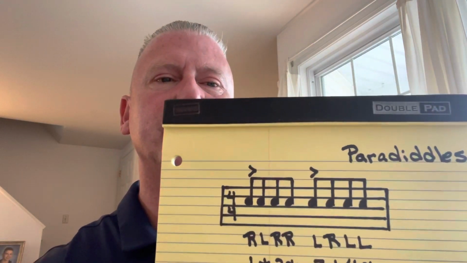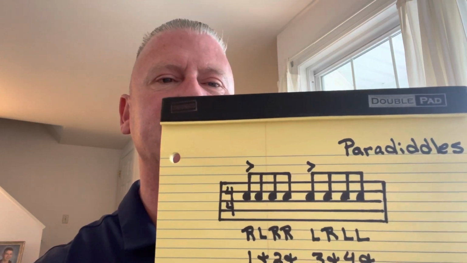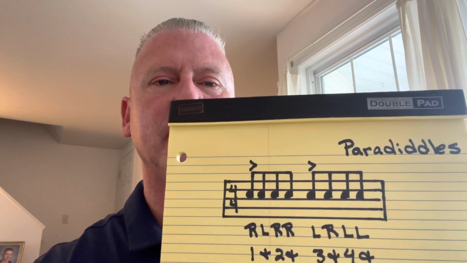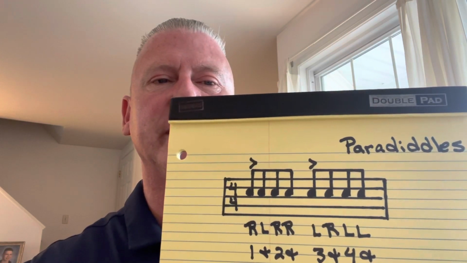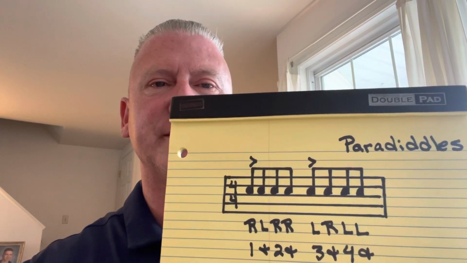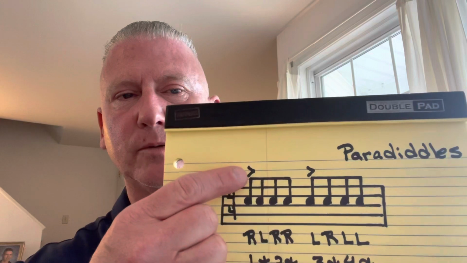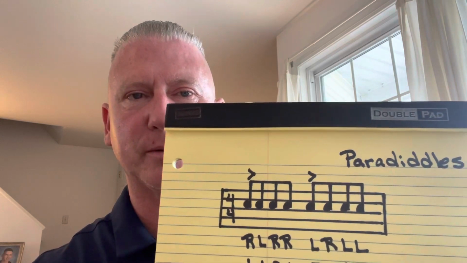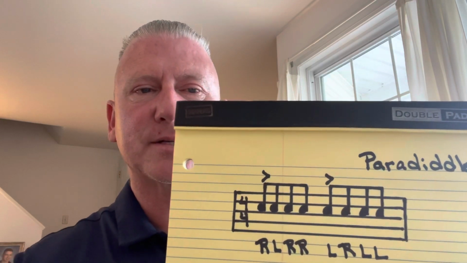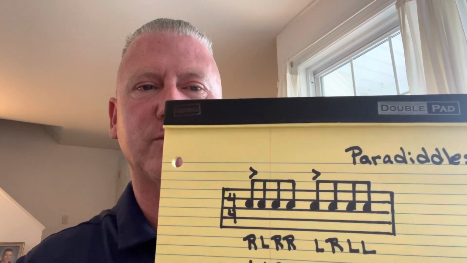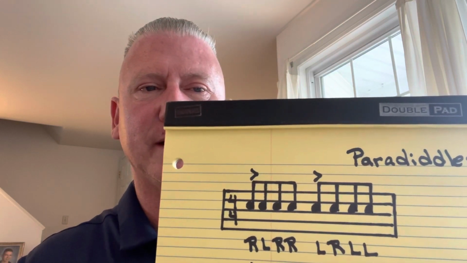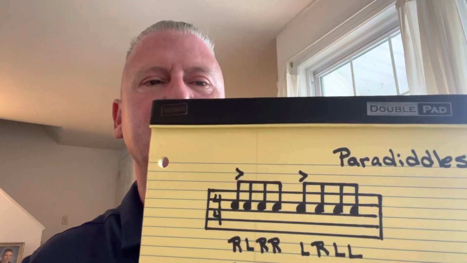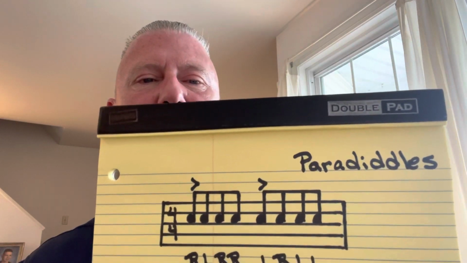Right here is a staff of music that shows eighth notes. And if you notice, the sticking is not right, left, right, left. It's right, left, right, right, left, right, left, left. In addition to that, we have a new symbol, which is called an accent. And when you see an accent over the note, that means that you strike the drum harder in that case. So when we play this sequence of eighth notes with an accent on 1 and an accent on 3 and the sticking right, left, right, right, left, right, left, left, those are known as paradiddles.